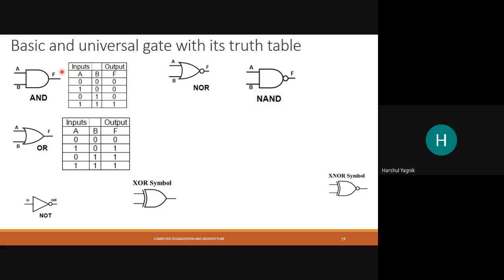Then there is OR logic. In OR logic what it means, if any of the input is 1, then output is 1. NOT logic, it is complementing the input value. If input is 0, then output is 1. If input is 1, then output is 0.